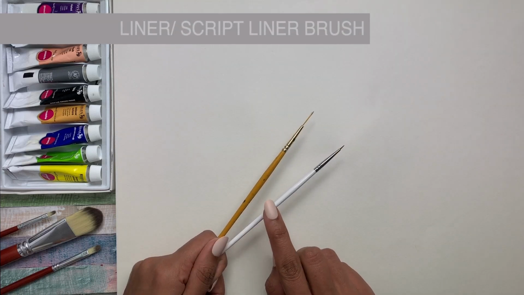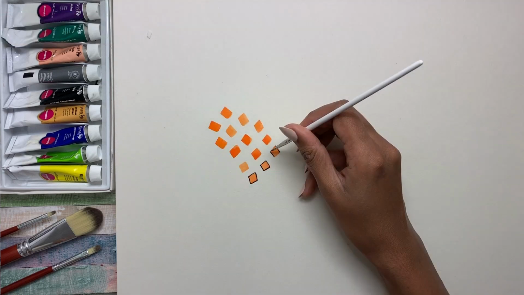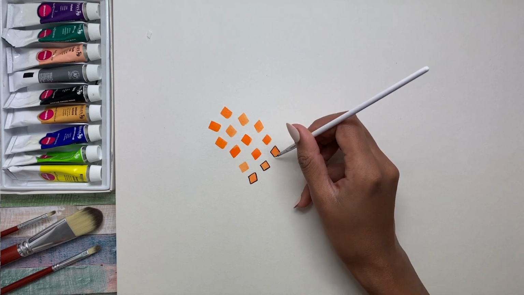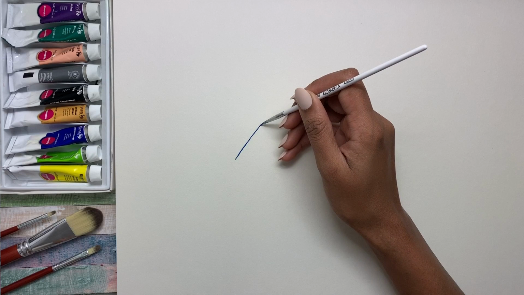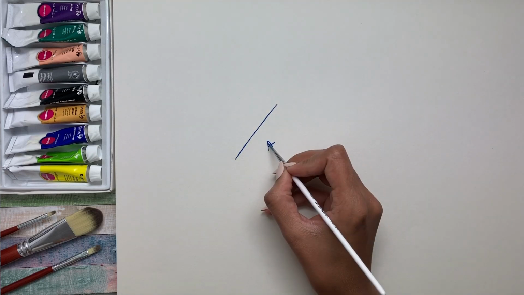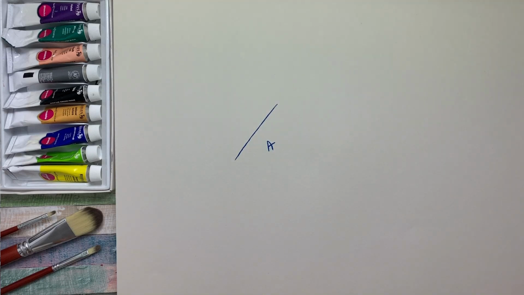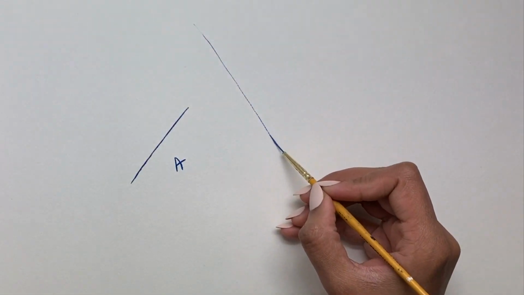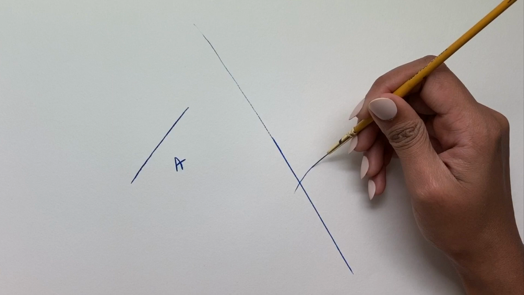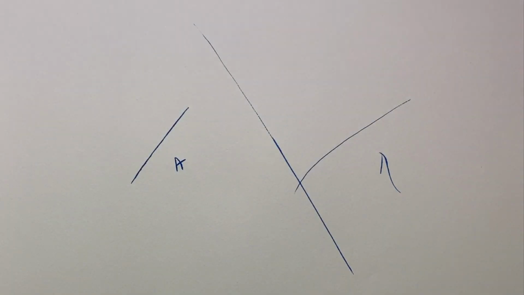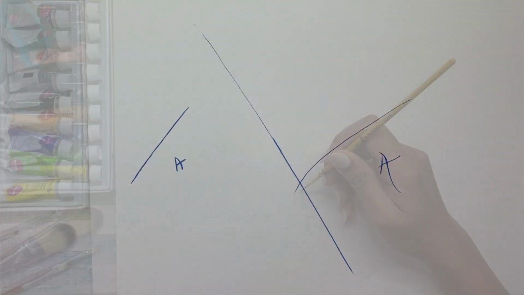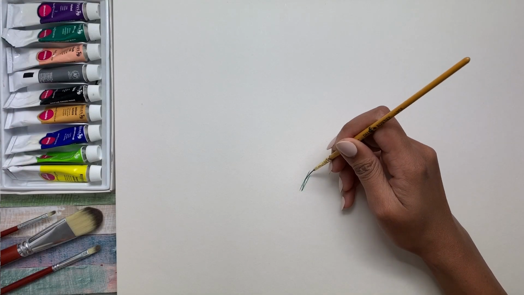Here is a liner and a script liner brush. The liner brush is used to make thin outlines and details. A script liner brush is its variation which holds even more paint. Thus we can use it to make even longer strokes. So it is perfect for making long strokes of hair, blades of grass, tree branches, etc.